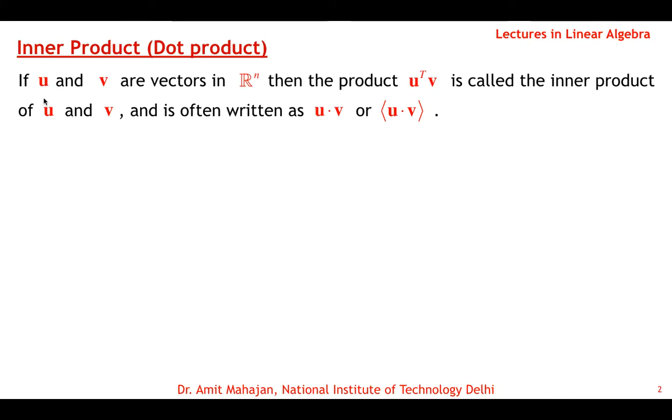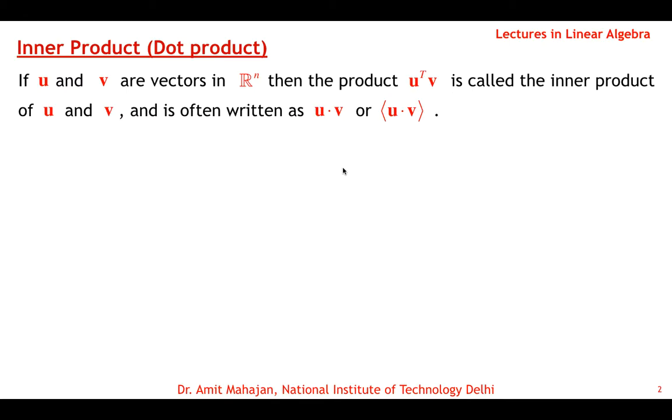Okay, so if u and v are in Rn, that means there are n elements, so they are column vectors. So u transpose will take care to make it a row vector of the same size as the number of elements in the column of v, so the product is possible. Okay, so this row vector when multiplied to this column vector will give a scalar quantity.